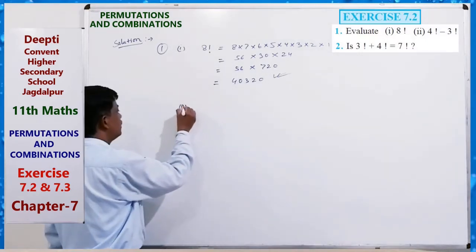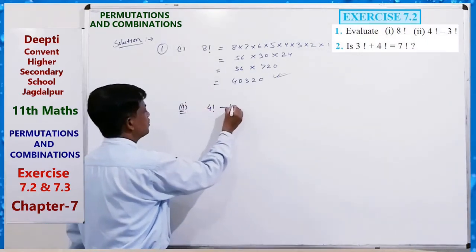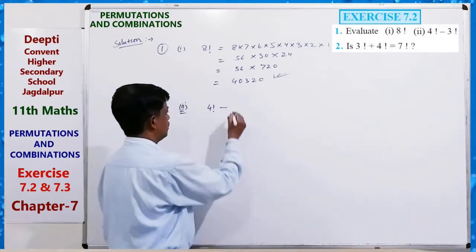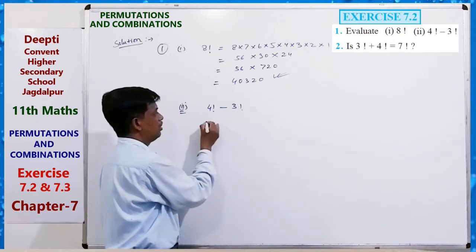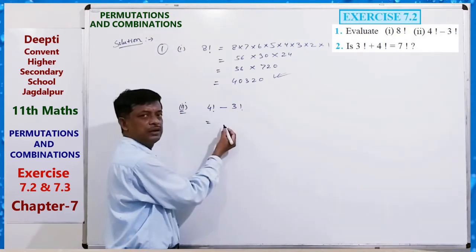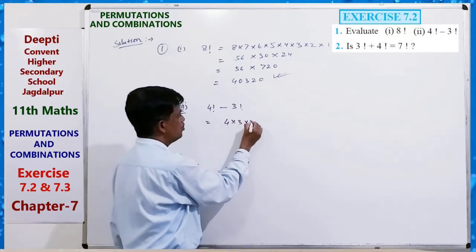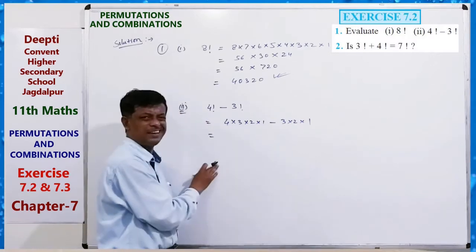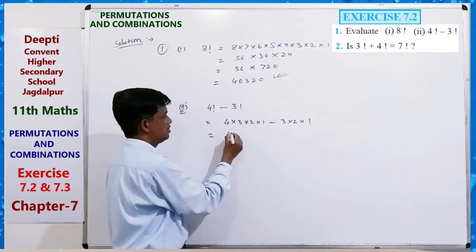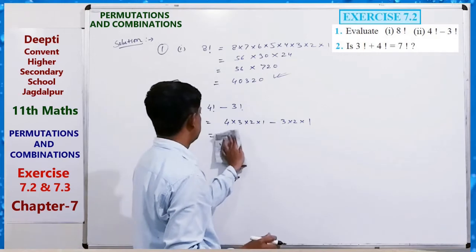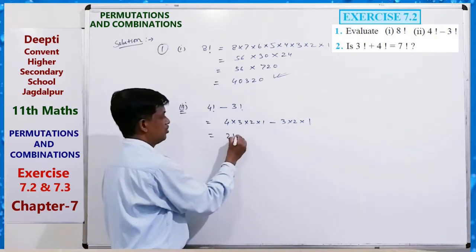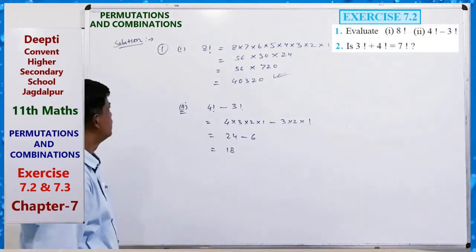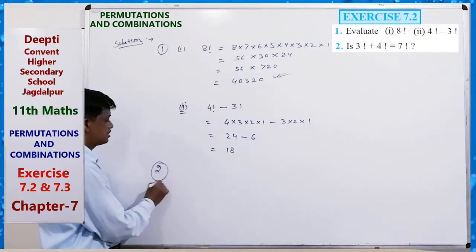Second, factorial 4 minus factorial 3. So how can we solve it? Factorial 4 means 4 into 3 into 2 into 1, minus 3 into 2 into 1. So we can write 24 minus 6, which is 18. Clear?